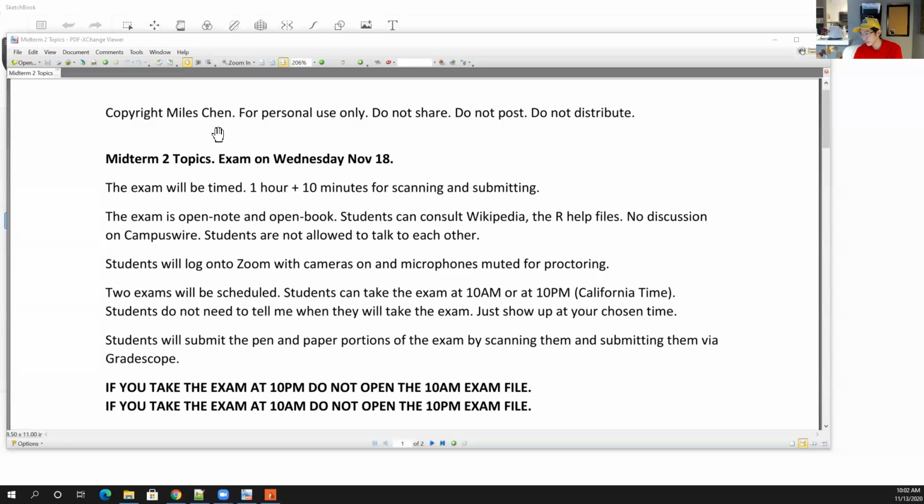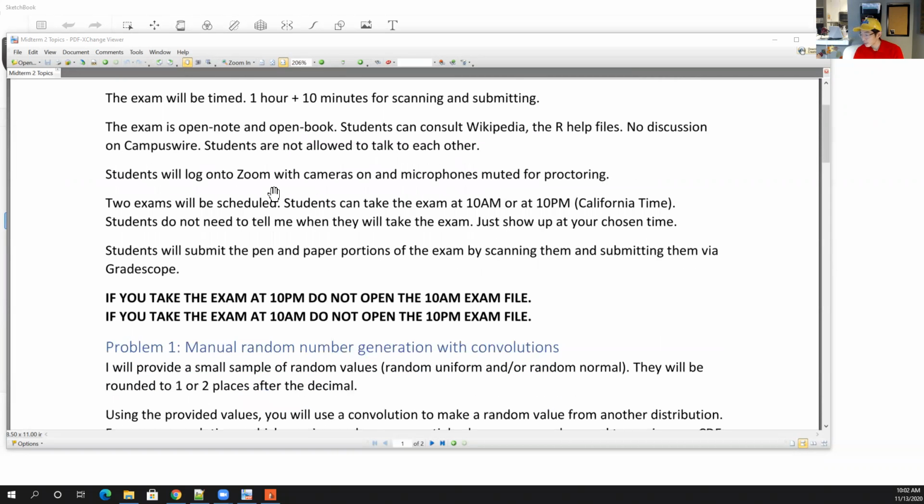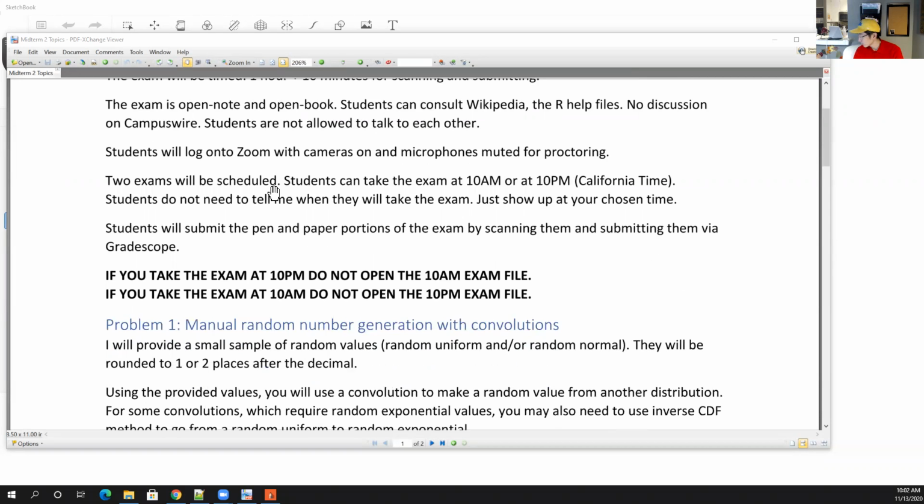Okay, so timed exam, 1 hour plus 10 minutes for scanning and submitting. All right, so exam is open note, open book. You can consult Wikipedia or the R help files. No discussion on Campus Wire, and you're not allowed to talk to each other. And then, just like last time, you log in with Zoom with your cameras on. I've got exams scheduled for 10 a.m. or 10 p.m. California time. So you don't need to tell me when you're going to take it. Just show up and take it, okay?